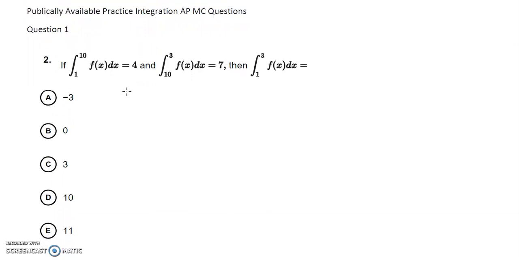Same deal as usual. I will show you the problem, maybe give you a little hint, and then tell you to press pause. After I tell you to press pause, you should go do it, and then check your answer with me afterwards.